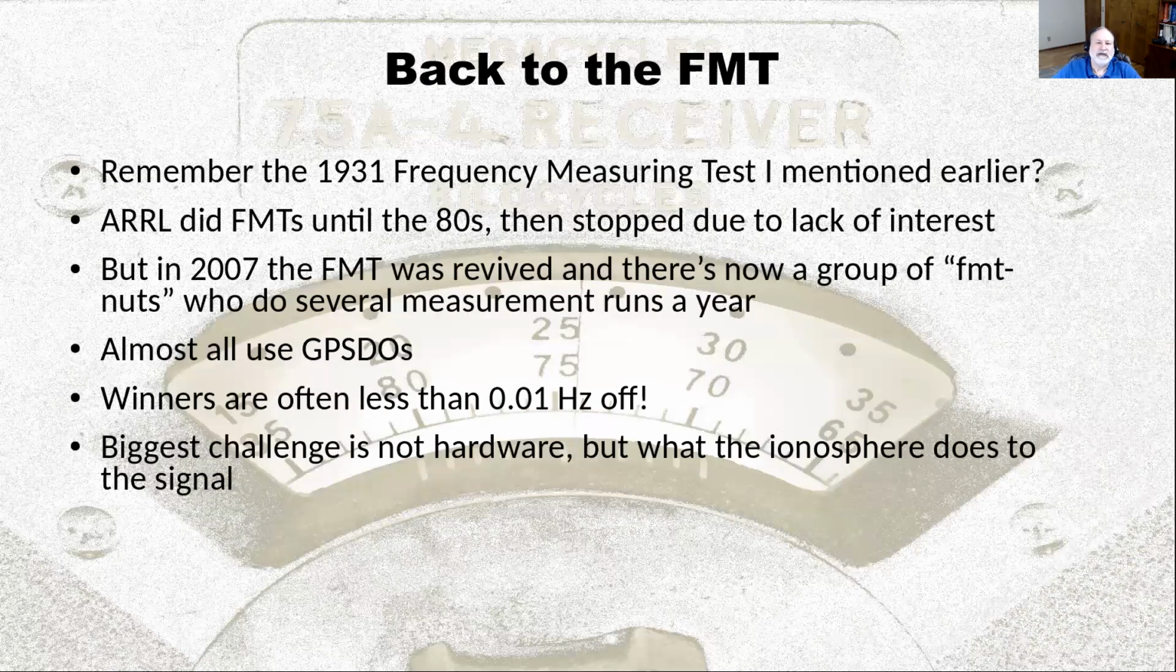So let's go back now to 1931 to wrap things up. Remember that the frequency measuring test in 1931 had, I think, 212 participants, and the League was not real thrilled with that. Well, they didn't give up. They kept doing FMTs until the 80s, when the advances we've talked about, digital readouts and synthesizers, dropped the interest, and folks weren't participating, so the League stopped the FMTs.